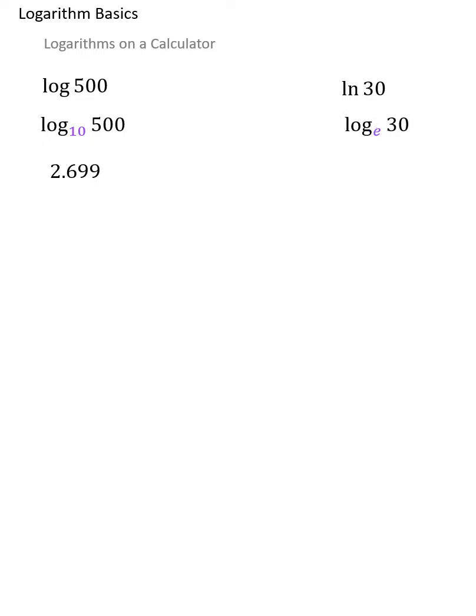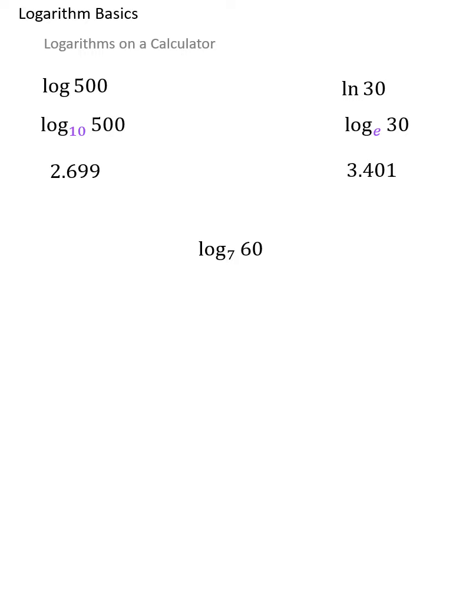Likewise, on the right of your screen, natural logarithm means the logarithm of base e. If you type the natural log of 30 in your calculator, you'll get a decimal as well. So if you're calculating a common logarithm or base 10 logarithm, or you're calculating a natural logarithm or base e logarithm, your calculator has a button for that. Super easy. What if the base isn't 10 and it isn't e?